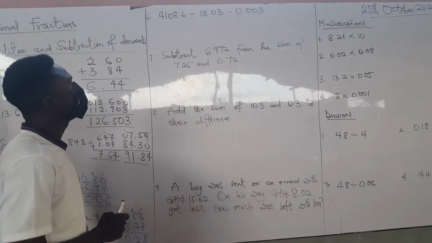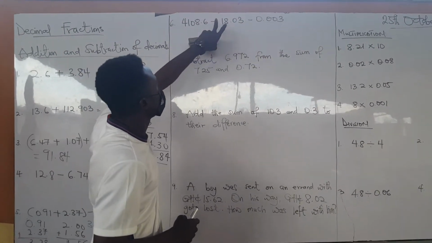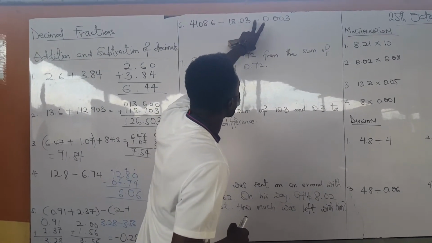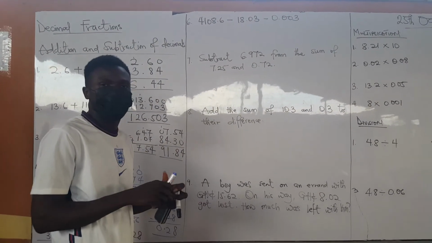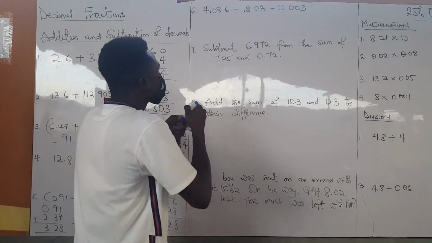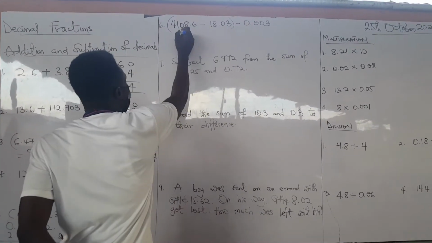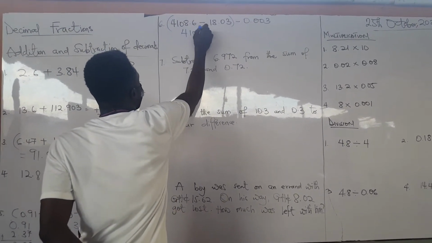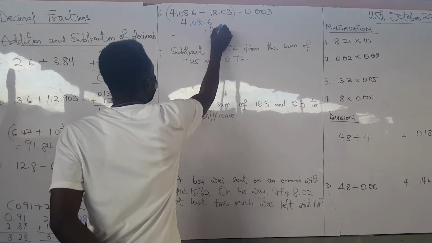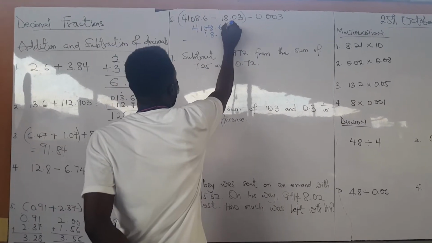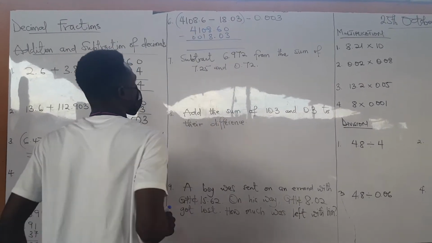Now when you come here, we have 4,108.6 minus 18.03 minus 0.003. What are we doing? We have to subtract, but the terms are 3. So let's deal with the first 2 and later on come with the next one. So I have 4,108.6 minus 18.03. Let me write it as 0.381, so I have my 0 here, 0 here, 0 here. What am I doing? I am subtracting. So we have to bring the sign.